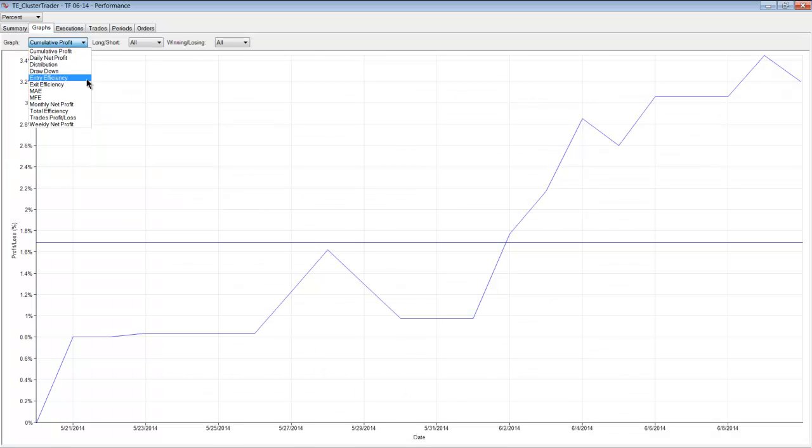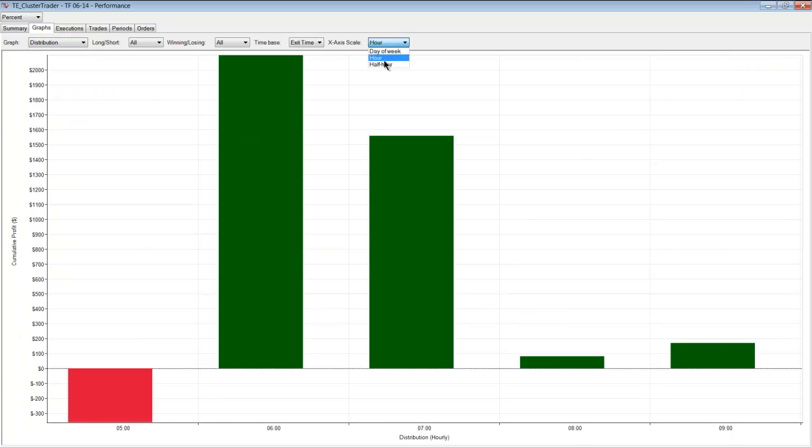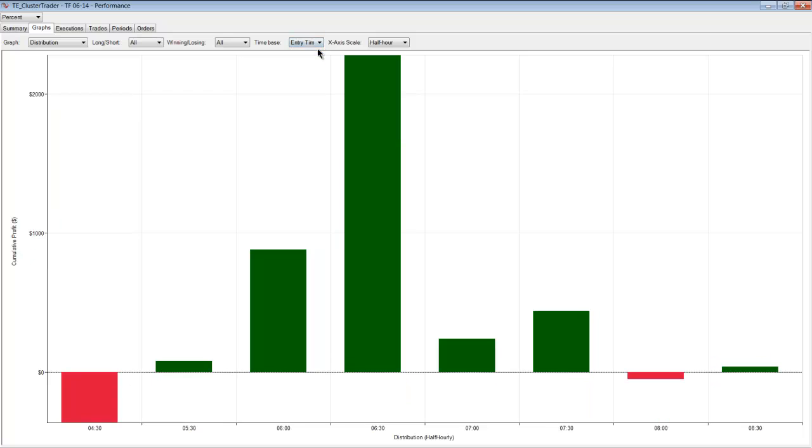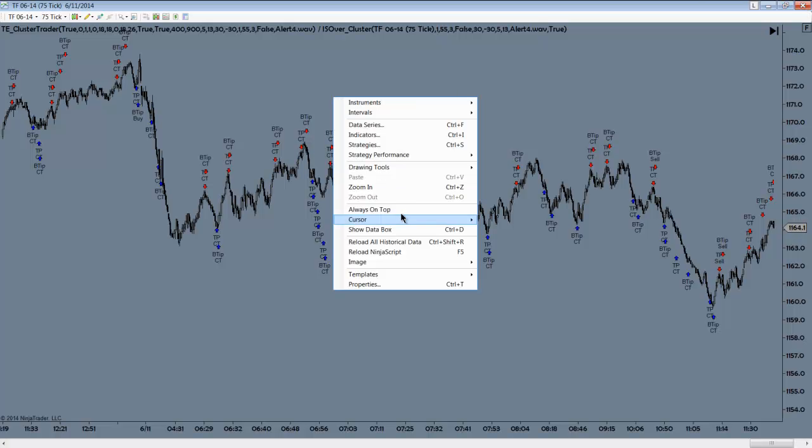So one of the things that we haven't looked at is time of day. So I want to go to distribution, go to half hour, and go to my entry time. And now I can see that the last hour of the morning here is not doing a whole bunch for profitability, and real early in the morning is definitely not helping me out. So in a worst case scenario, I'd want to look at trimming down the period of time here for trading.